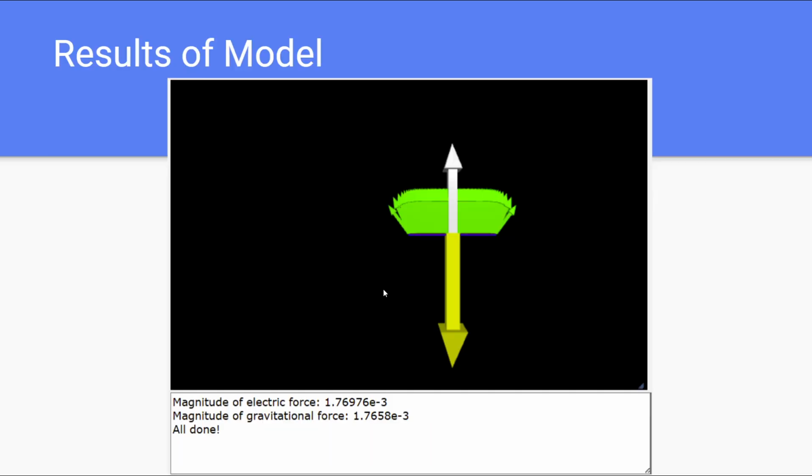and then I also had gravity as well and compared the two. So here's the results. All these little green arrows are the electric force vectors that are acting on the top point particles. It's hard to see because of the scale, but that little blue line is the bottom one, and then above that there's a red line, and that's the top one, and the green arrows are coming from the top one. This white arrow is the total electric force, and the yellow arrow is the force of gravity. And then here's the figures we got. So the magnitude of the electric force is 1.76976 times 10 to the negative 3 newtons. And it's pretty close to the gravitational force, which means our model is pretty good.